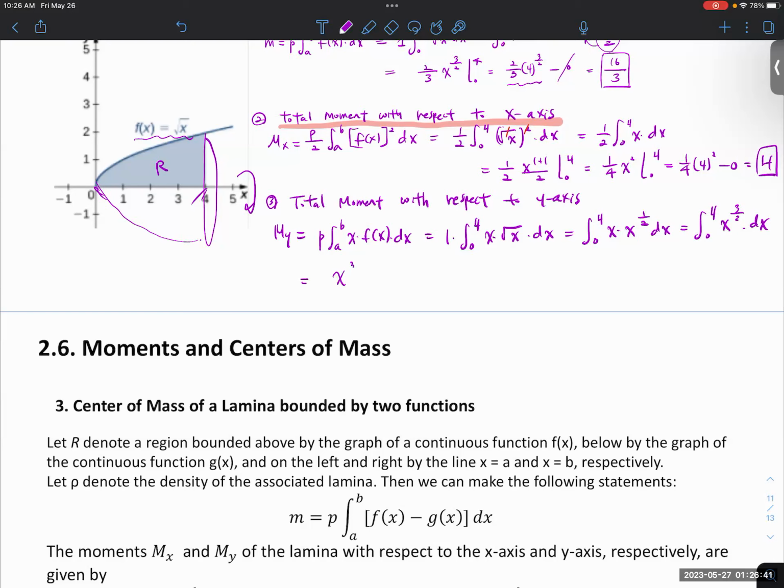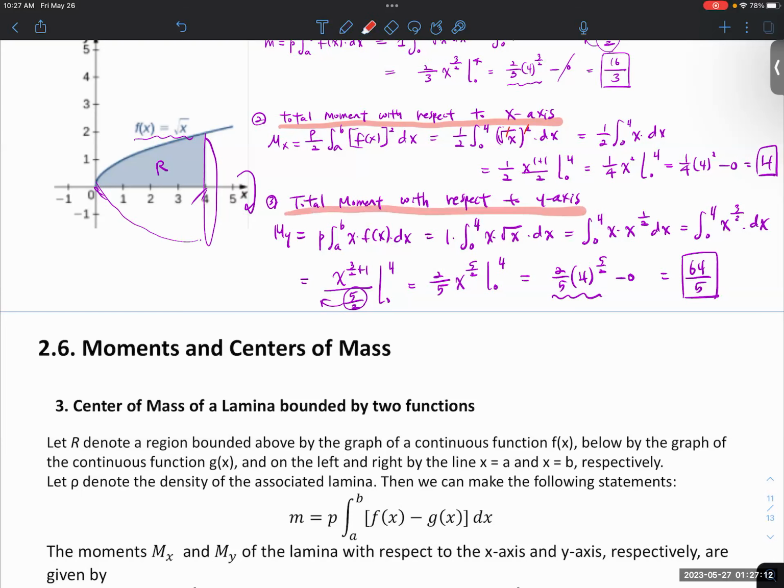Now we're going to take the integral. So x to the 3 over 2 plus 1 divided by 5 over 2 from 0 to 4. And then we're going to bring up 2 over 5, x to the 5 over 2 from 0 to 4. So once you calculate it, 2 over 5, 4 to the 5 over 2 minus 0. So once you calculate this part, that would be 64 over 5. So this is the total moment with respect to the y-axis.